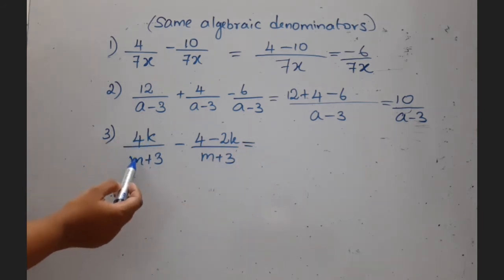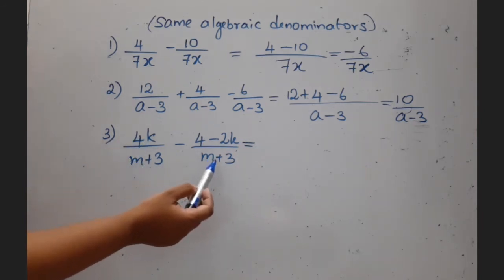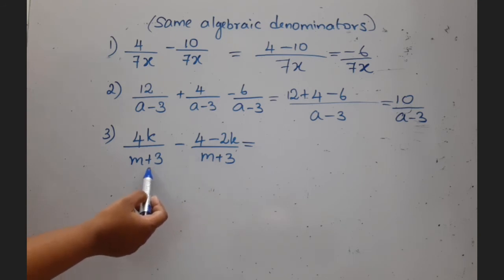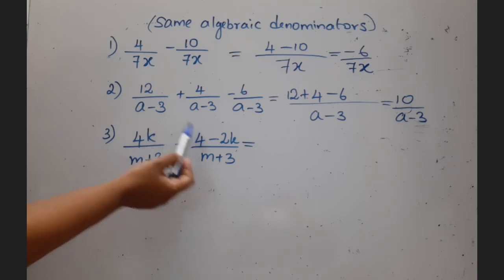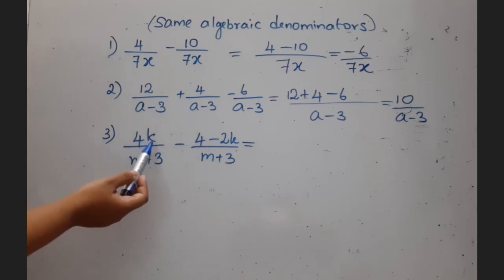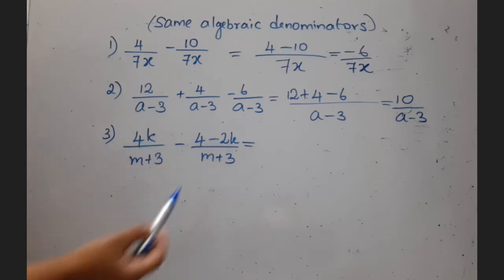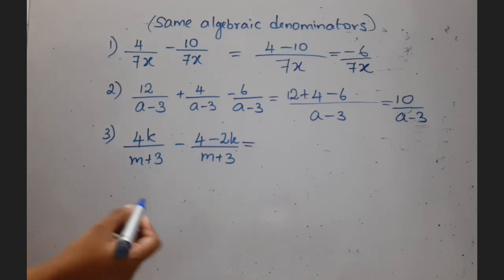Now let's look at the third example. Now here we do have an algebraic expression as denominators as well as in the numerators. Can you see 4k and here it's 4 minus 2k. So how do we do this?